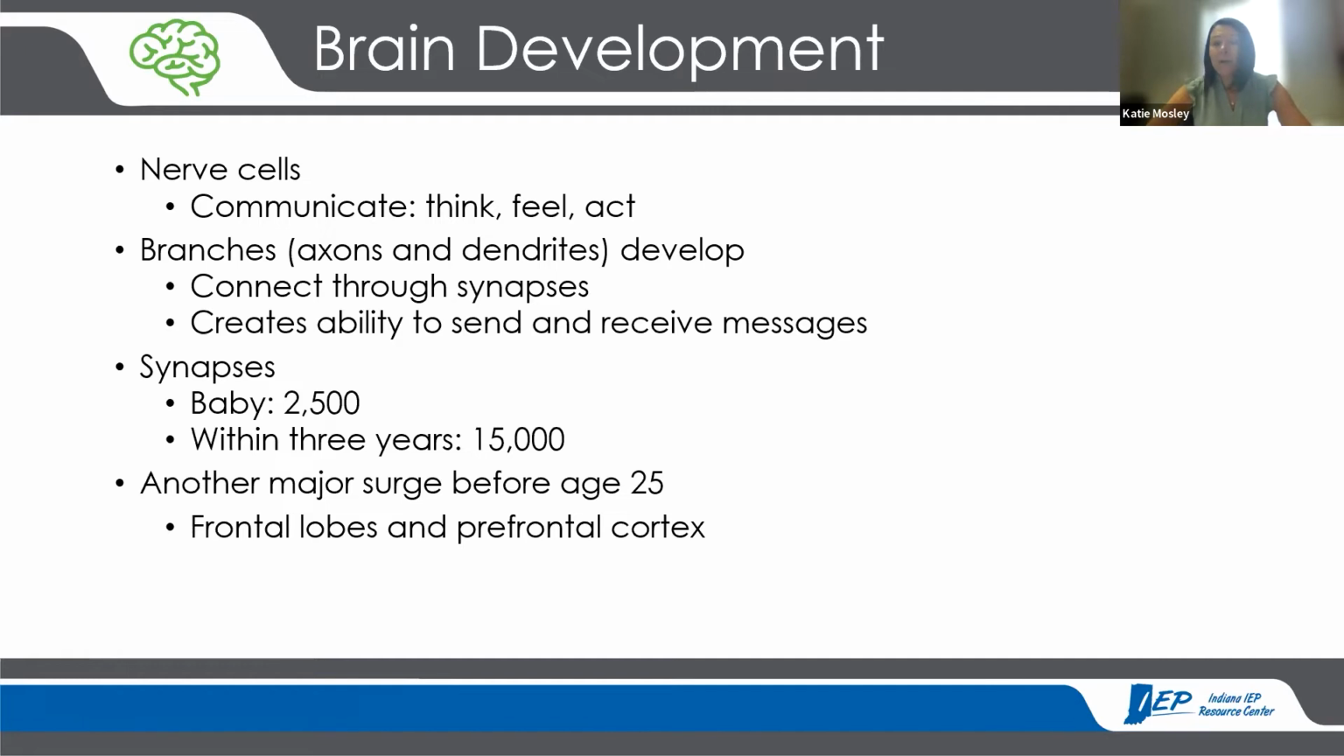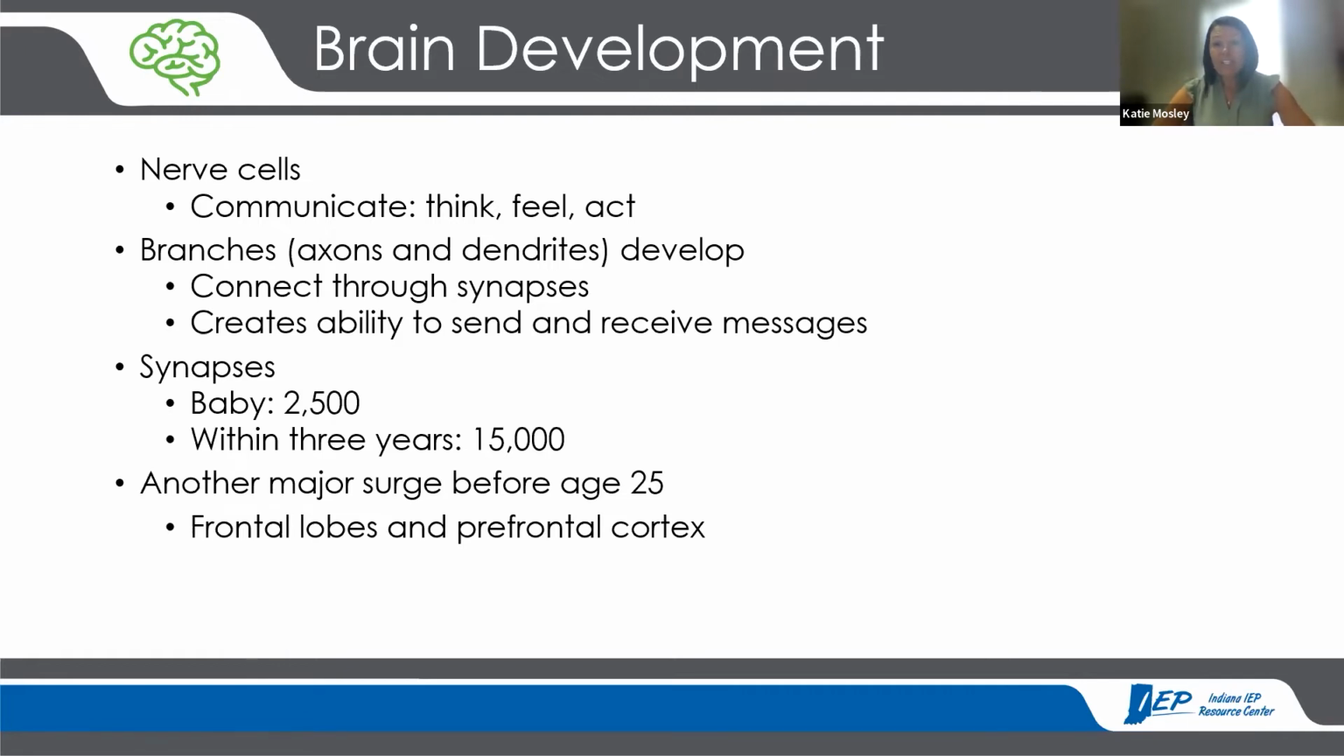So as a baby, we are born with roughly 2,500 synapses, and each of these little synapses is just another opportunity for us to learn and to store information. By the time a child is 3, there's about 15,000 of these little synapses. And then we have this other major surge around the age of 25. And this is where the brain really starts to gel in that prefrontal cortex. So we're seeing this, research is suggesting, at a little bit later stage in life. And this is very important because that prefrontal cortex is responsible for rational decision-making, planning. It's so important. And if that's really not developing, then we need to take that proactive approach in school and teach some of these behaviors.